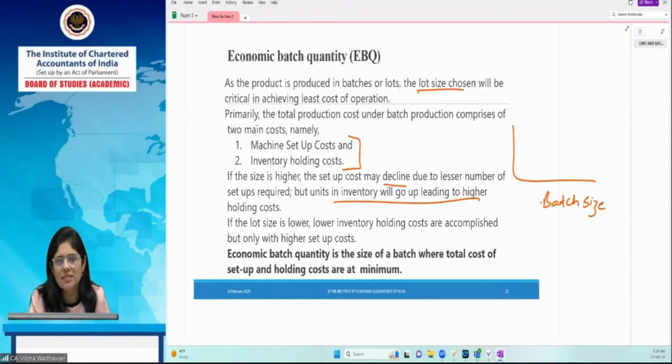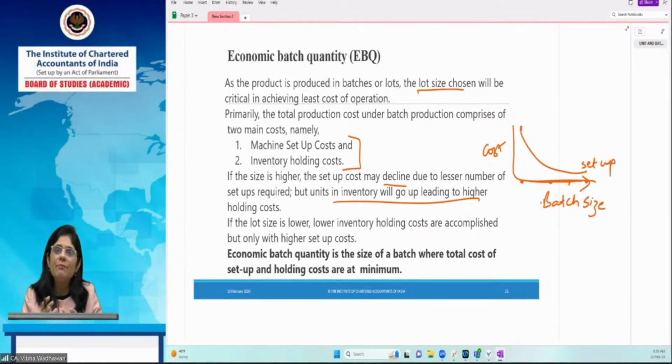Here is the batch size, and here is the cost. If the batch size is increased, clear? Let us say the batch size is very less, so setup cost will be high. All right. But if you increase the batch size, the setup cost will decline, because उतना ही machine setup, उतना ही rounds कम लगेंगे machine के, जितना ज़्यादा एक बार में बना लोगे. Clear? But the inventory holding cost will increase.